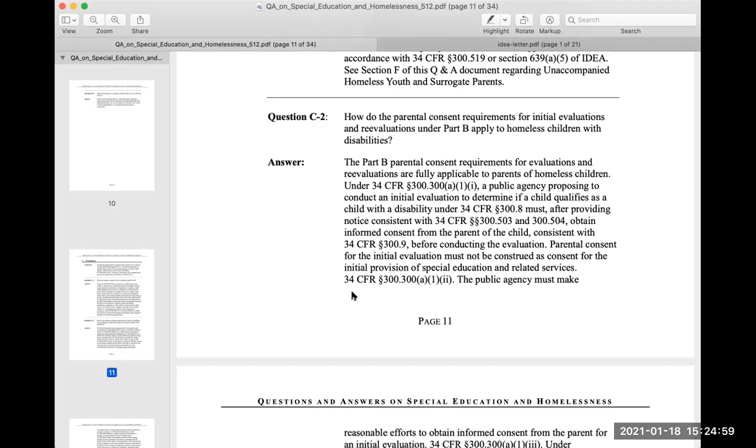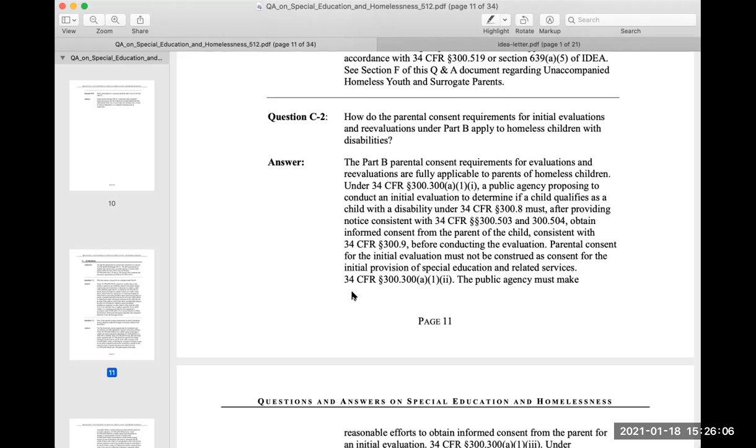How do the parental consent requirements for initial evaluations and re-evaluations under Part B apply to homeless children with disabilities? The Part B parental consent requirements for evaluations and re-evaluations are fully applicable to parents of homeless children. Under 34 CFR paragraph 300.300A1I, a public agency proposing to conduct an initial evaluation to determine if a child qualifies as a child with a disability under 34 CFR paragraph 300.8 must, after providing notice consistent with 34 CFR paragraph 300.503 and 300.504, obtain informed consent from the parent of the child, consistent with 34 CFR paragraph 300.9, before conducting the evaluation. Parental consent for the initial evaluation must not be construed as consent for the initial provision of special education and related services.